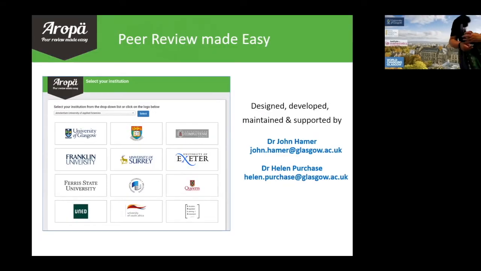It is designed, developed, maintained and supported by myself and John Hamer. At the front page, as you can see, we offer the service to a large number of universities as well. It's not just the University of Glasgow. We've been offering it to other universities since 2010. So for 12 years now, we've offered the service to other universities.